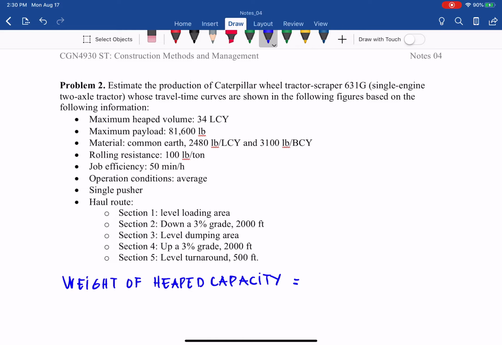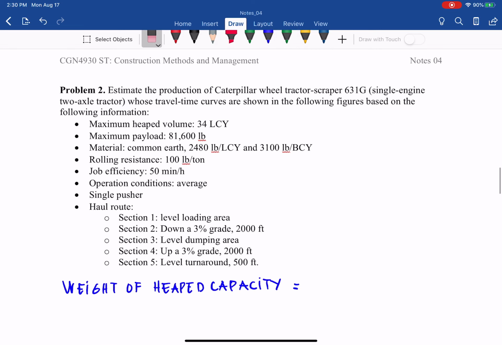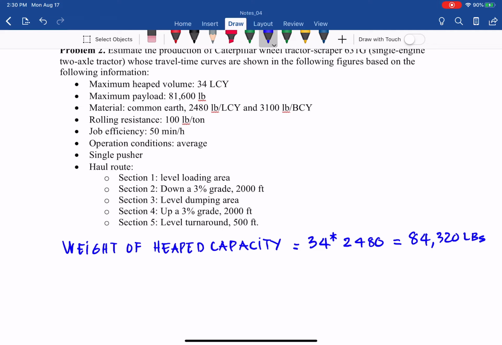So weight is equal to heap volume, 34 LCY, times the density, in this case 2,480 pounds per LCY. Multiplying those two, you will get 84,320 pounds. So that is the weight.